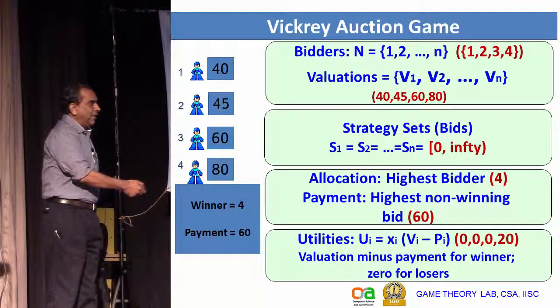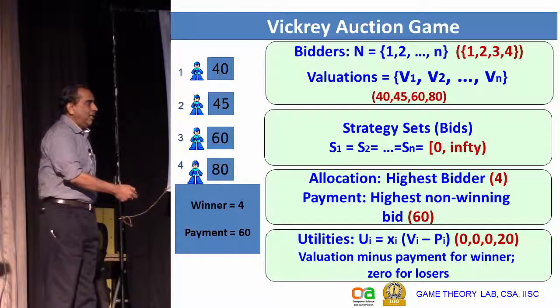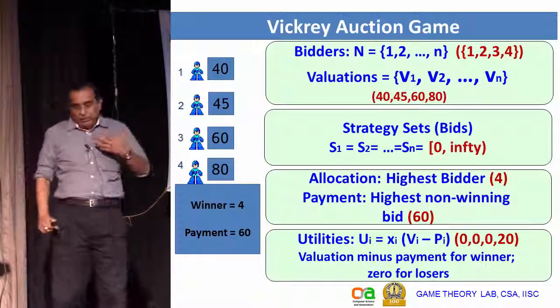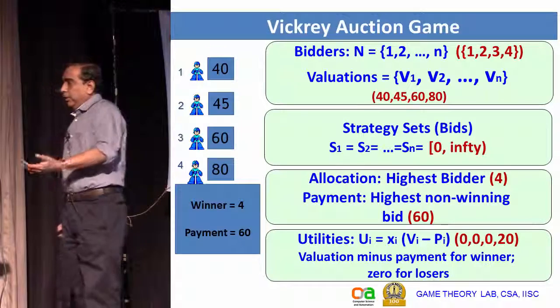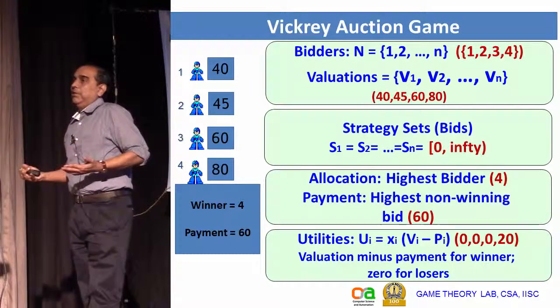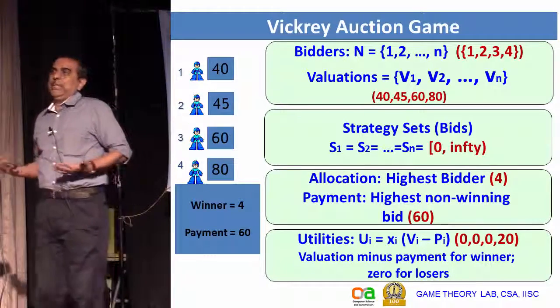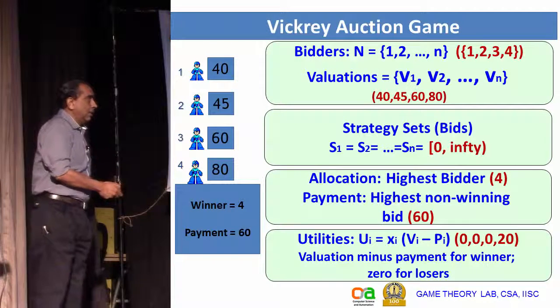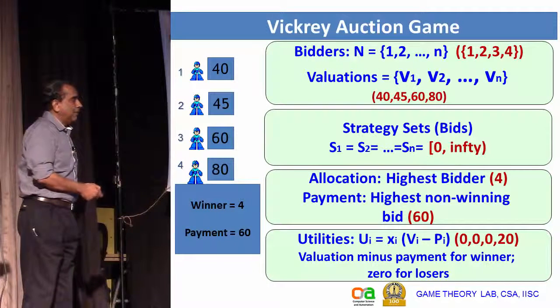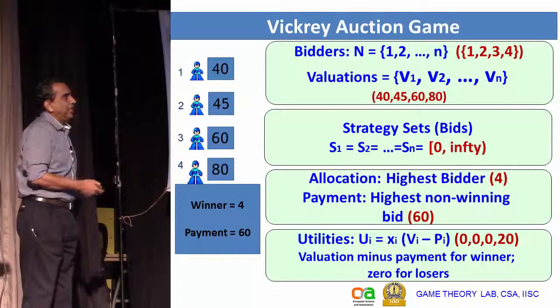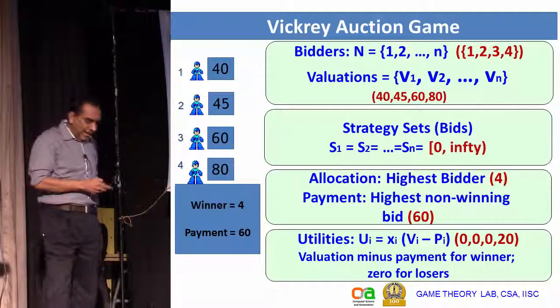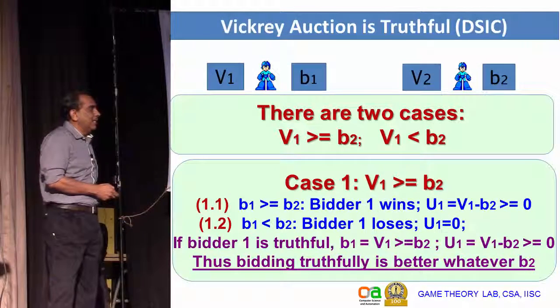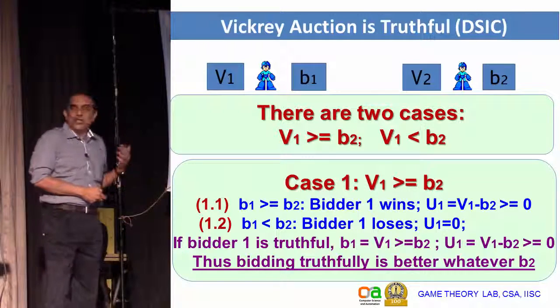And then what is the allocation here? The highest bidder will get the allocation. And what's the payment here? The highest non-winning bid is the payment. And what are the utilities here? For example, if your valuation is 80 and you are paying only 60, what is your utility? 80 minus 60, which is equal to 20. So that's how the utilities are defined. This essentially tells you how to define an underlying strategic form game for the Vickrey auction. And using simple equilibrium analysis, you can actually show that the Vickrey auction is truthful.